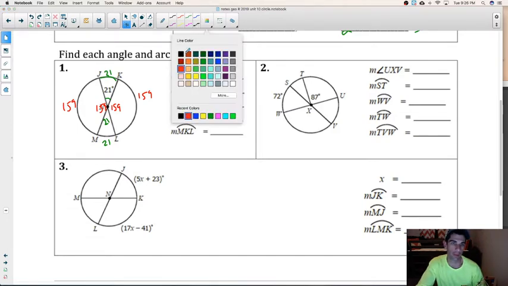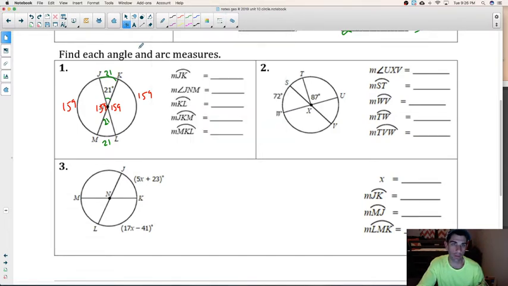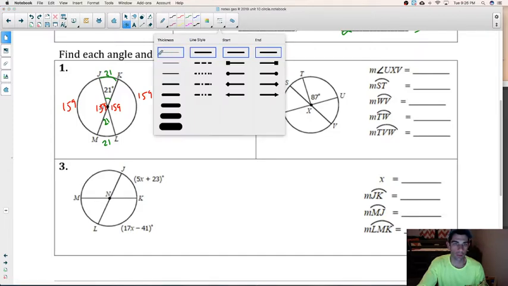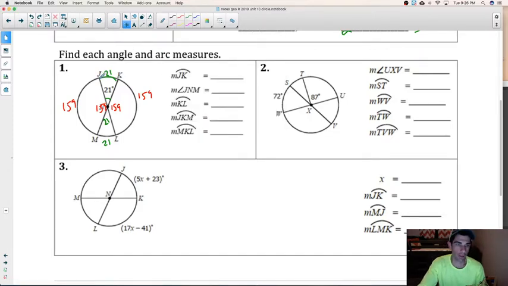Now I can go ahead and answer these questions. First, arc JK, 21. Angle JNM, so let's trace JNM, that's right here. That's going to be 159. Arc KL, here's arc KL, we marked as 159.